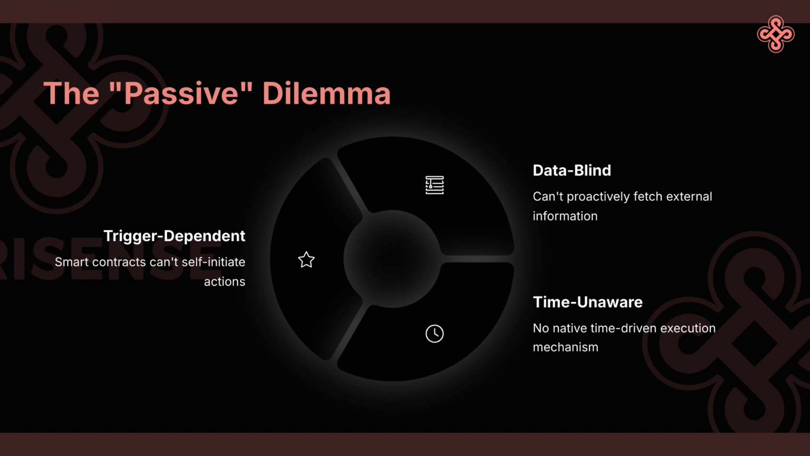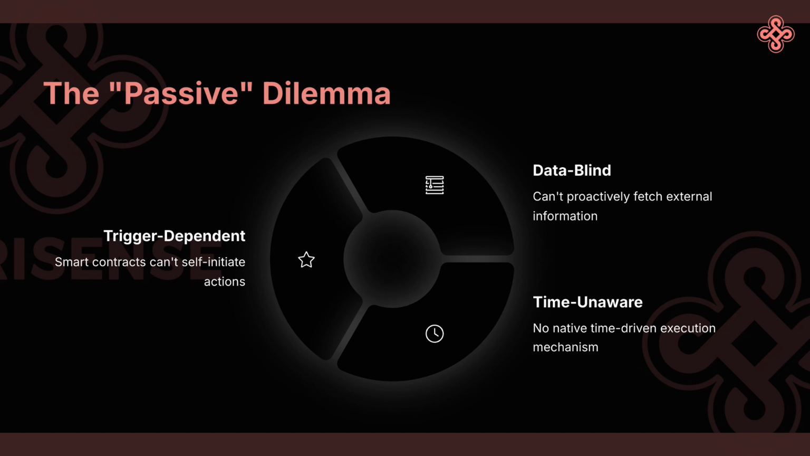While this aspect is beneficial for financial transactions, it also imposes several limitations on smart contracts. Trigger dependency. Smart contracts cannot initiate actions independently. They require an externally owned account, EOA, to trigger them by sending a transaction. Without this external stimulus, they remain inactive, like engines waiting for a command to start.